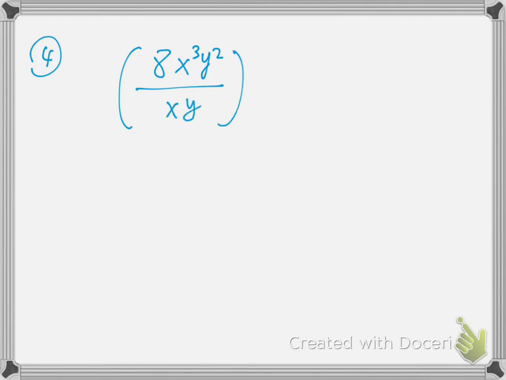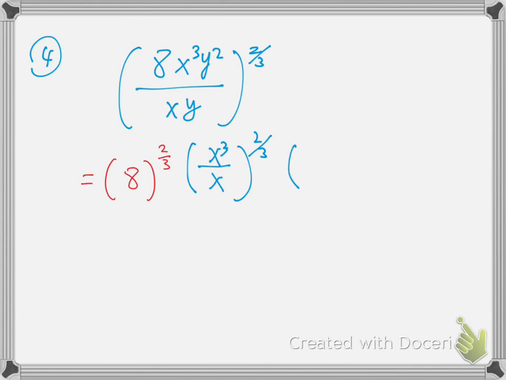So question 4 is similar. Question 4 is simplify this: 8x cubed over y squared, divided by xy, right? And this is to the 2/3 power. So now these are positive powers, so no flipping, right? Okay, so now we look at these 3 parts separately. First is the number 8 to the 2/3 power. And then we have the letter x to the 2/3 power. And then we have the letter y to the 2/3 power.